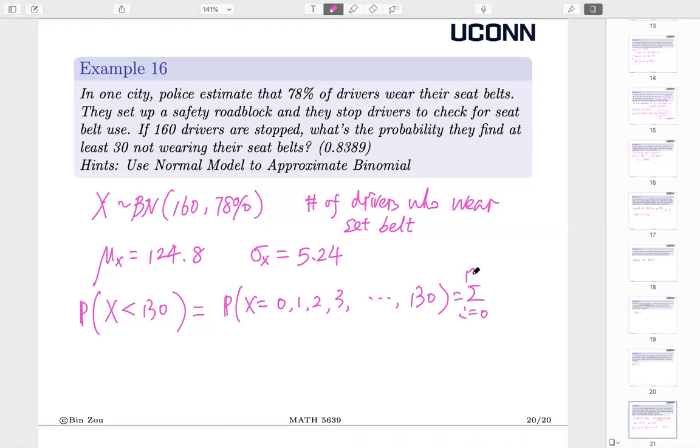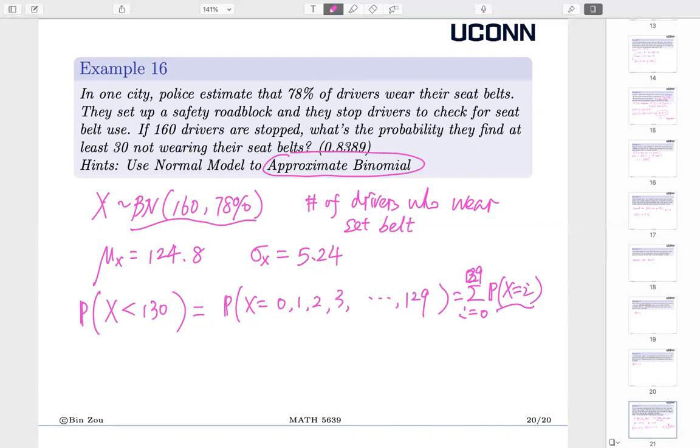So here is 130, but here is 129. Okay, so I sum from 0 to 129, the probability that x equals I. Okay, I do have the formula for binomial on how to calculate this. So technically speaking, I can quickly use a program to do the calculations, right? So actually, they have the direct CDF built in, so you can directly get the true result. But we don't want to do that. We want to apply normal approximation.